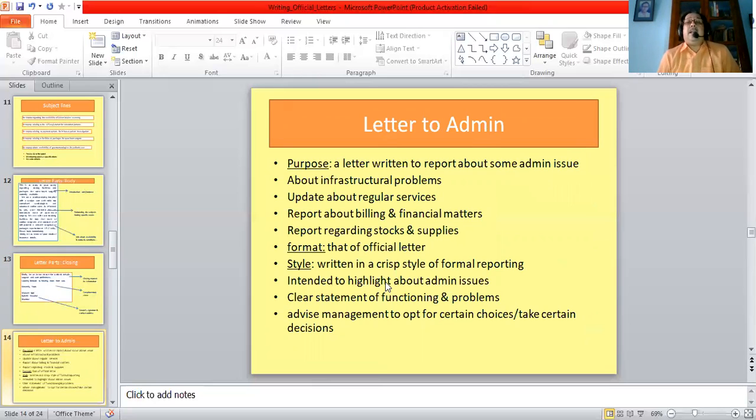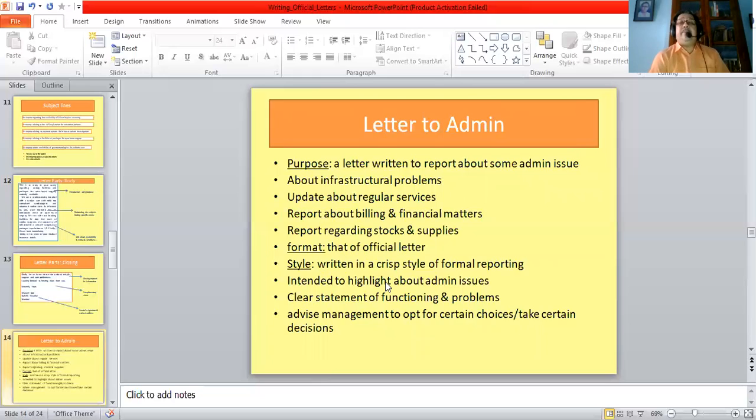Now, we have a second type of letter, a letter to the administrative personnel or the higher administration and management. This is the second type of letter you may be required to write. Now, the purpose of this letter is to write a report about some kind of administrative issue, which may be related to some infrastructural problems or to provide an update about regular services like OPD, patient services, the services of the nursing staff, other service staff, technicians, and so on.